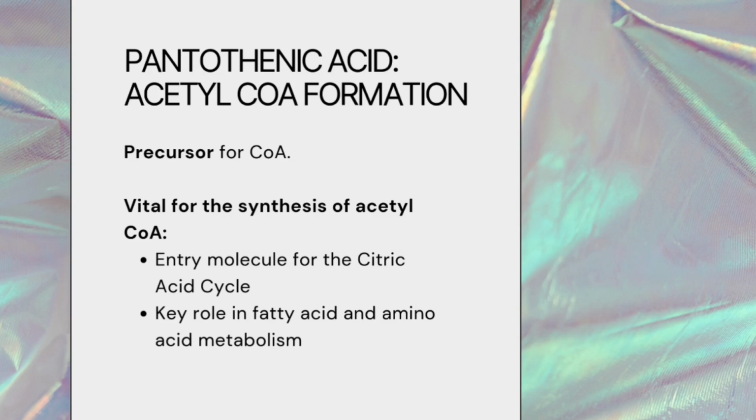Lastly, amino acid metabolism. Its role is that CoA is also involved in the metabolism of certain amino acids. Some amino acids, when degraded, are converted into intermediates that can be converted into acetyl-CoA or other key metabolites that enter the citric acid cycle. This allows the body to derive energy from amino acids when carbohydrate and fat stores are insufficient. The ability to convert amino acids into intermediates that feed into the citric acid cycle supports the body's metabolic flexibility.